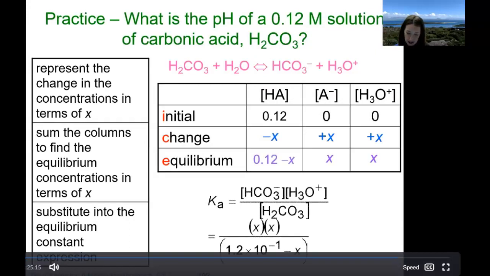0.12 minus x, and then it ends up being x squared, and then we're going to assume x is small. And our first Ka was 4.3 times 10 to the negative 7. Negative 7, negative 1, we're good. X is small is going to work. Right, so we just have x squared.